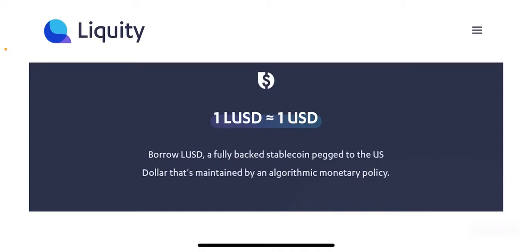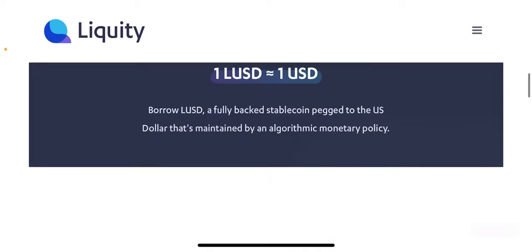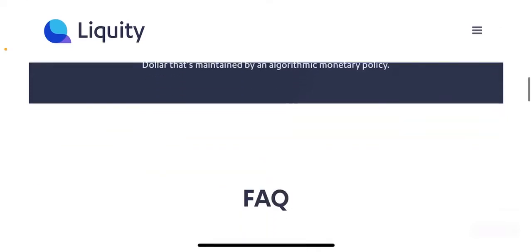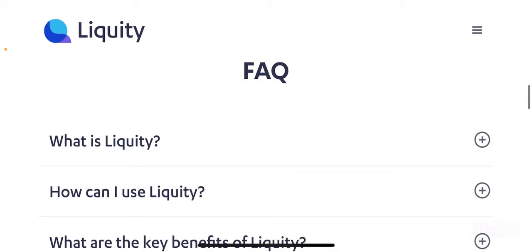So here they don't have any assets that back the value of the LUSD to 1 USD. Instead, they have algorithms that do the job. So you have algorithmic stablecoins such as LUSD that mainly focus on being as close to the dollar value as possible, because that's the stable coin that you're going to be borrowing by depositing your ETH, right? So these are the three main features that make Liquity a little bit unique compared to several other borrowing platforms.